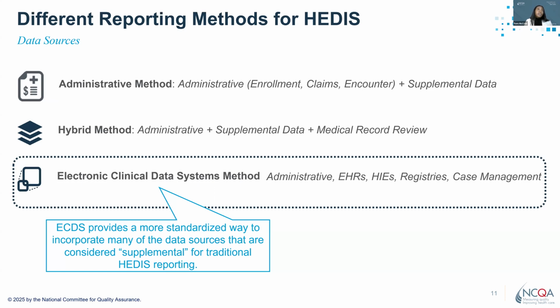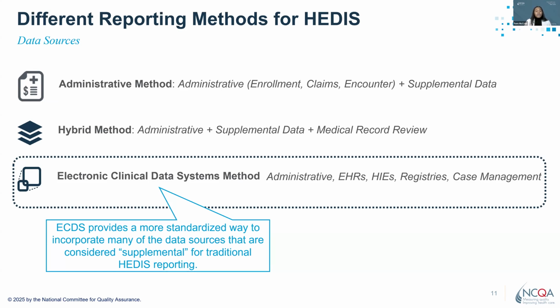The administrative method uses administrative data and supplemental data, which is really any data source that is not administrative sources. And administrative sources could include enrollment, claims, and encounter data. The hybrid method also includes administrative data, supplemental data, and then also medical record review for a sample of members. And then the ECDS method also includes administrative data, but it also includes EHR, HIE, registries, and case management data.